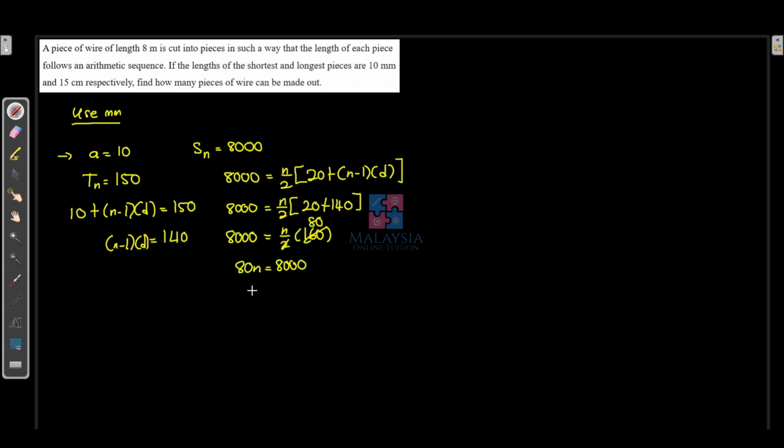As you can see, our n, which is the number of pieces of wire that can be made, we get straight away. It is 8,000 divided by 80, which is 100. So we can say 100 pieces of wire. This is the final answer for question number 4.